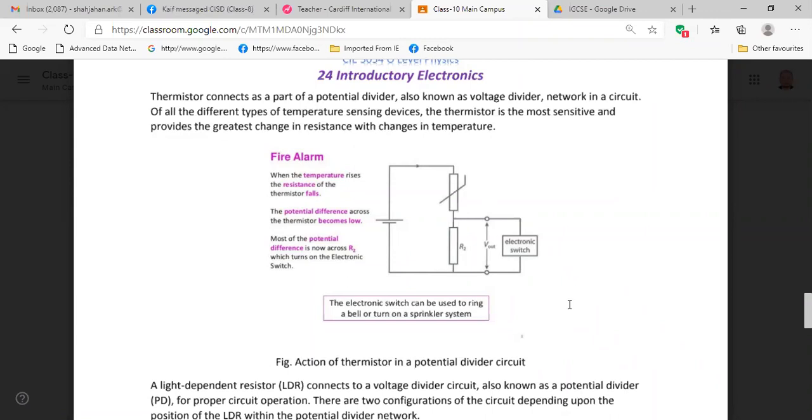Siva, are you using mobile? Yes, sir. So can you send this snap to our group? Which one? Just the diagram and the fire alarm part. Yes, yes.